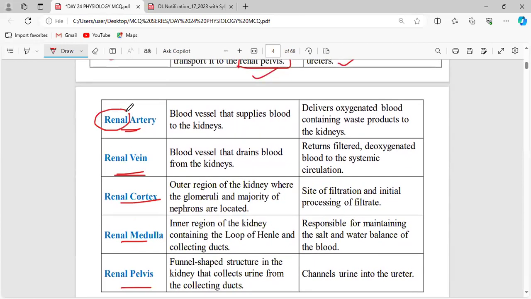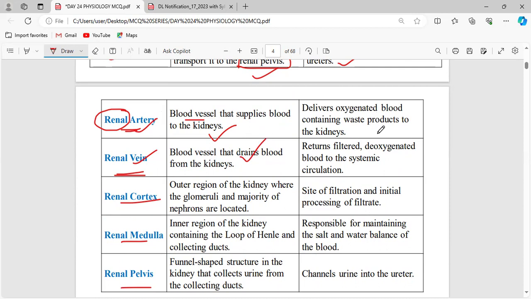See, renal is a word somewhat related to the kidney, like hepato is a word related to the liver. This renal is related to the kidney. Okay, renal artery. We know the function of arteries and veins. In the case of the renal artery, it is a blood vessel, and this is the one that supplies blood to the kidneys. Now, what is the renal vein? It drains blood from the kidney.